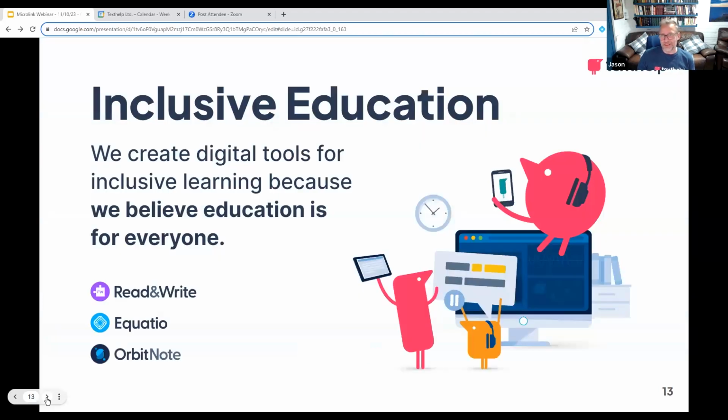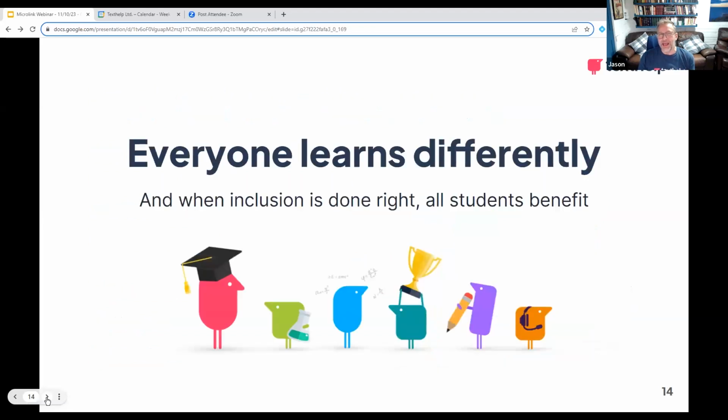We're firm advocates in inclusive education, and what we do as a company is create digital tools for inclusive learning, because education is for everyone, no matter where they are on the social strata, no matter where they live across the world. Education is for everyone, and we've created a range of tools to support everyone, because everyone learns differently.